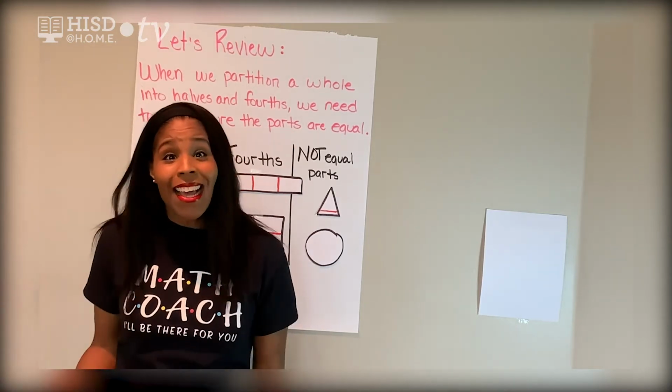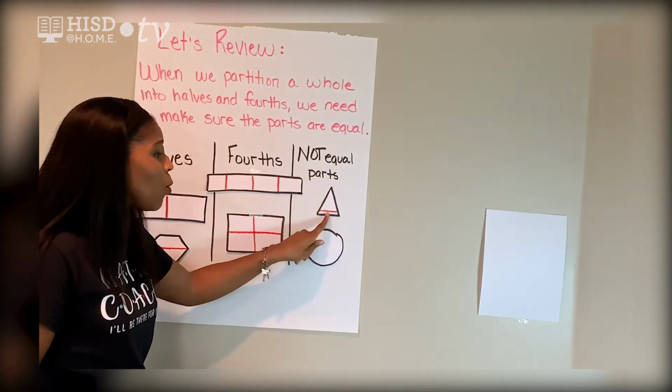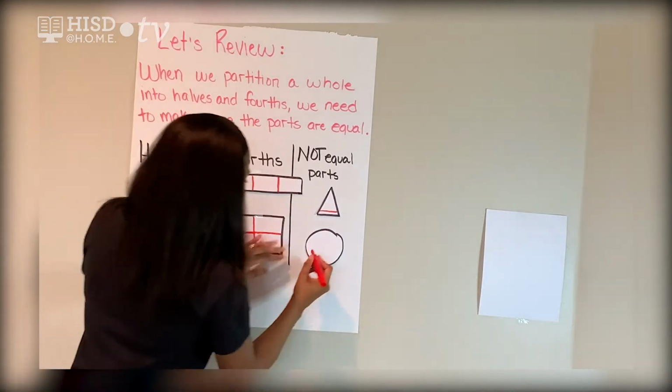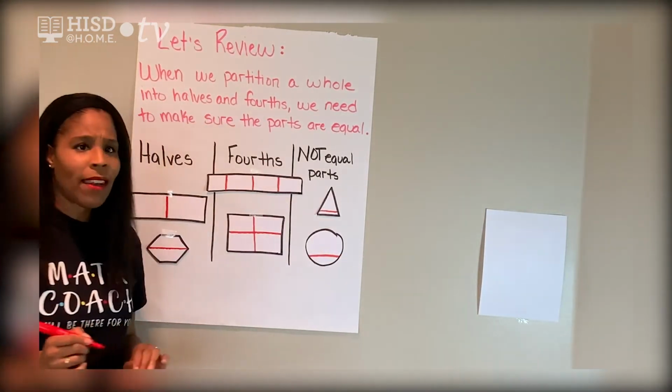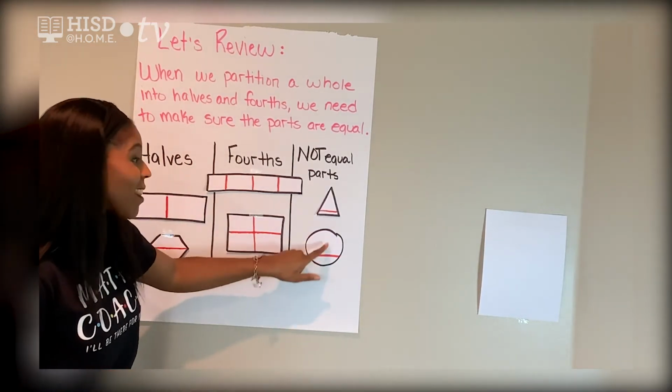You're correct, it's not. It is not equal parts. This part here is not equal to the part here. So now, what if I do this with my circle? What if I try to draw this? What if I draw that line? Is that equal? No, this does not have the same part.